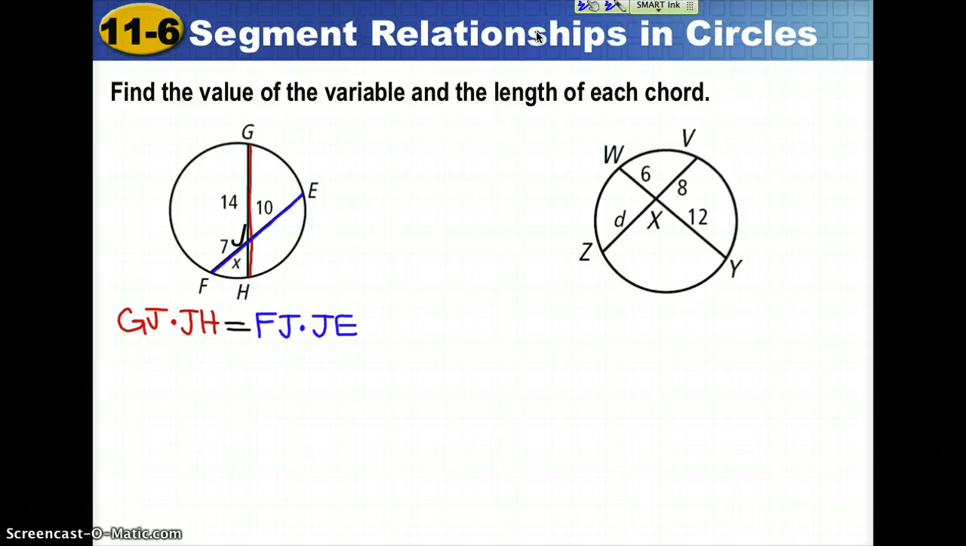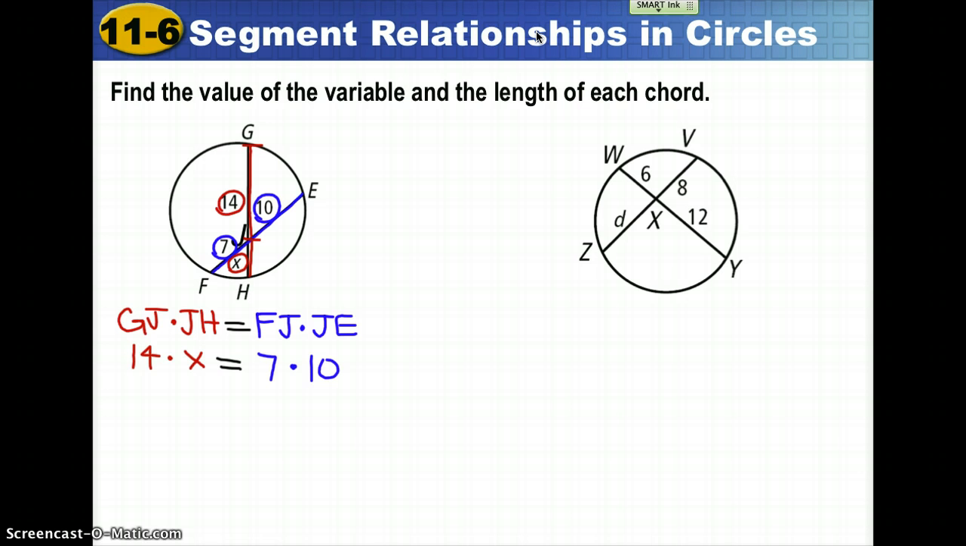GJ times JH equals FJ times JE. GF, okay, we look at the picture. G to F is 14, right? Times JH. It's hard to tell, but JH is going to be X. That equals FJ. FJ is 7, and JE is 10. So we do 7 times 10.